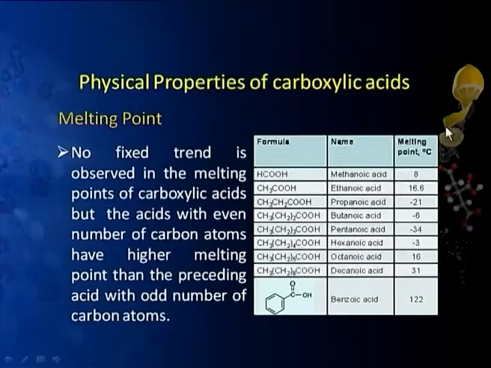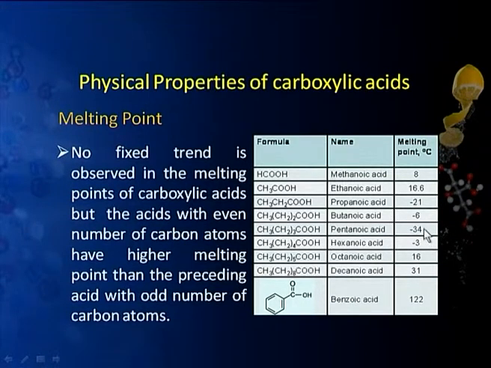Then we talk about melting point. There is no fixed trend in the melting point of carboxylic acids, but one trend has been observed: the acid with an even number of carbon atoms has a higher melting point than the preceding acid with an odd number of carbon atoms. As we see in this table, acetic acid has a higher melting point than formic acid.